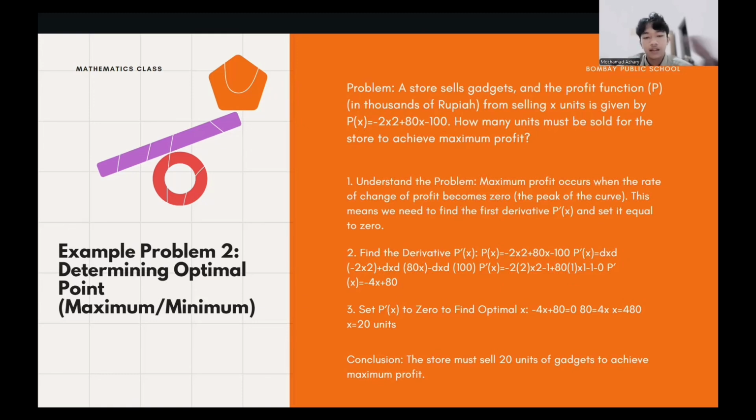Let's set P prime to 0 to find the optimal point. Negative 4x plus 18 equals 0. 18 equals 4x, x equals 4.5. Conclusion: the store must sell 12 units of gadget to achieve maximum profit.